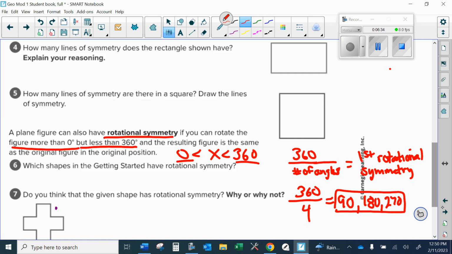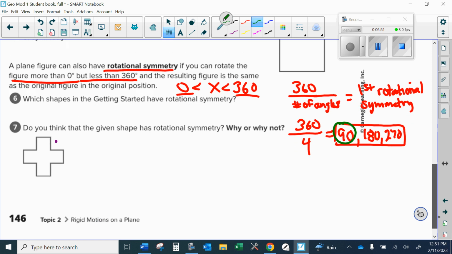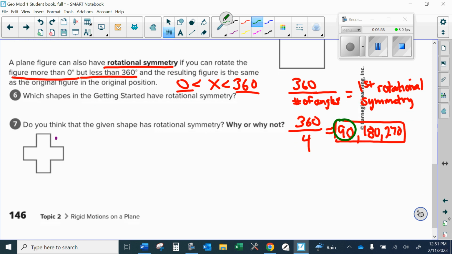Now it says, what is the rotational symmetry? Singular, it's always the first one only. So if they use rotational symmetry, it'd be every 90 degrees. If they say, what are the rotational symmetries, plural, it'd be 90, 180, and 270. And you can just do that for any one that you wanted here.